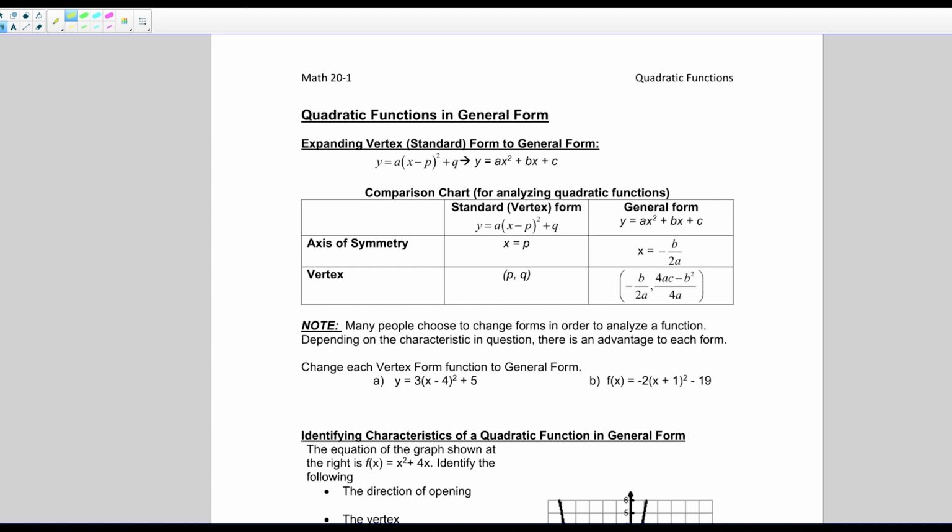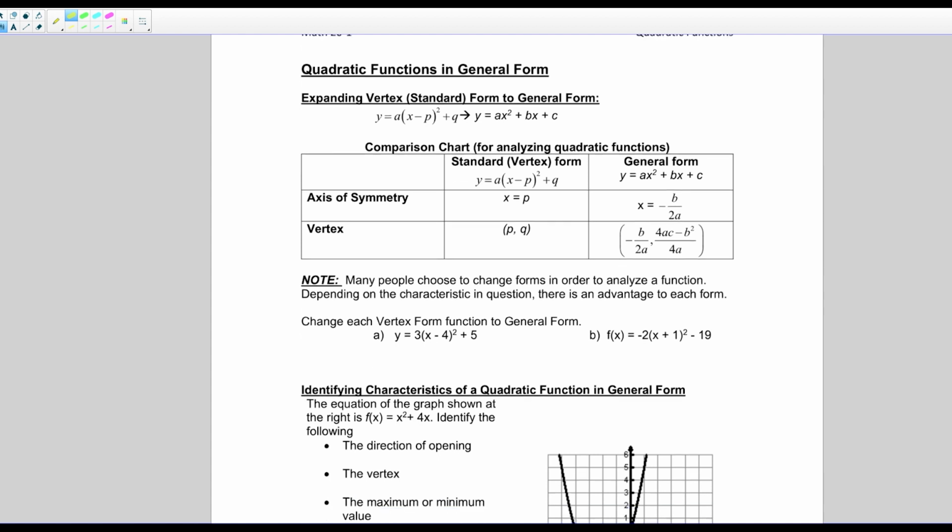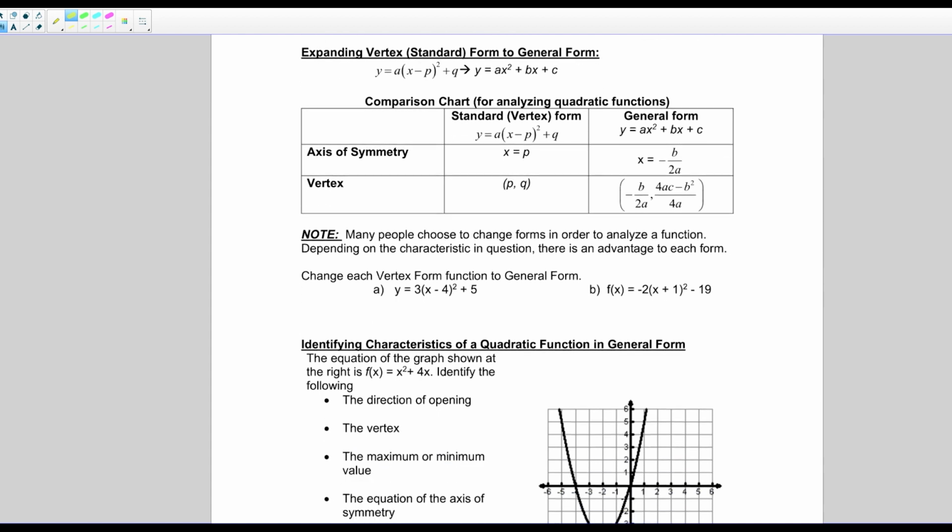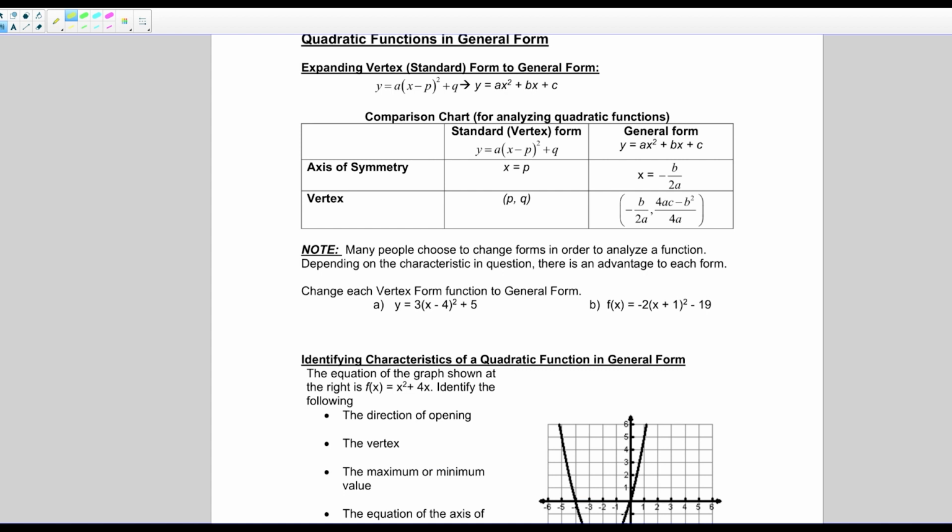So for this next part here, we're going to look at expanding our vertex form, or sometimes called standard form in some texts, into general form. So remember, general form from Math 10C was just y is equal to ax squared plus bx plus c. So we're going to take a look at all of this and see how that works together. So let's compare the two forms. We've got vertex and general form, and the characteristics that we can figure out from each graph.